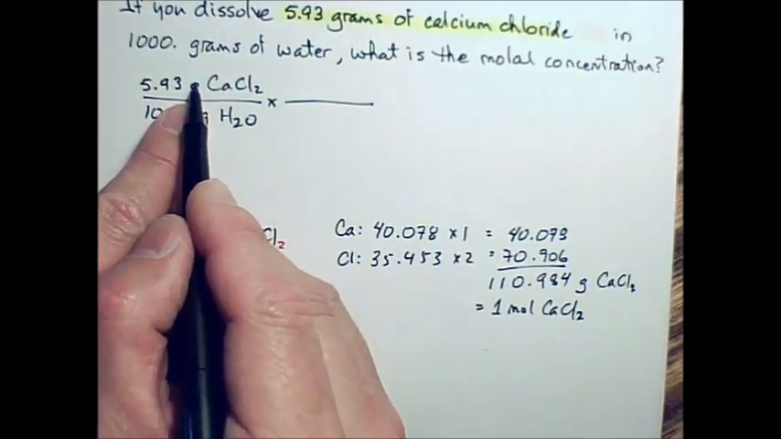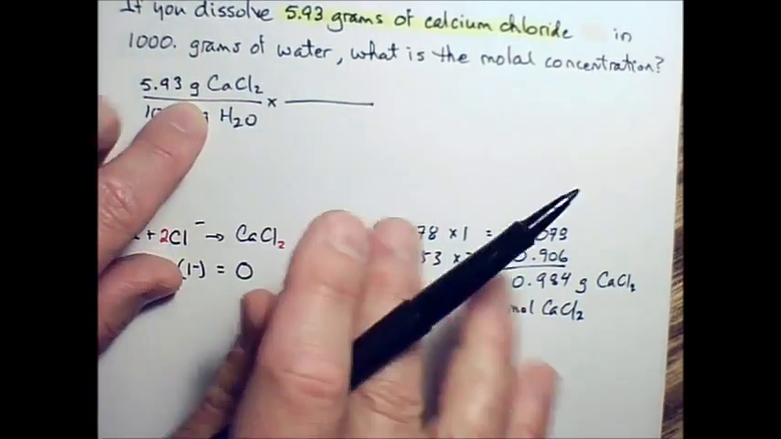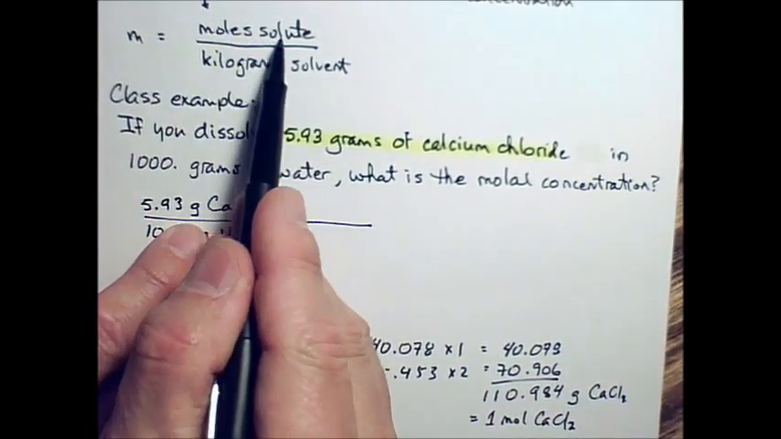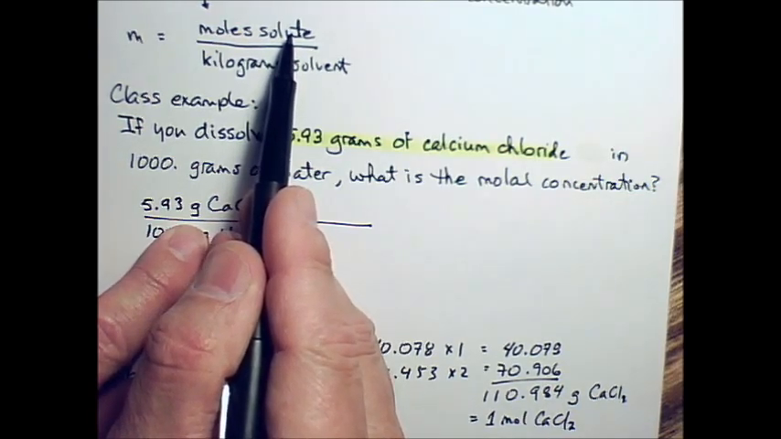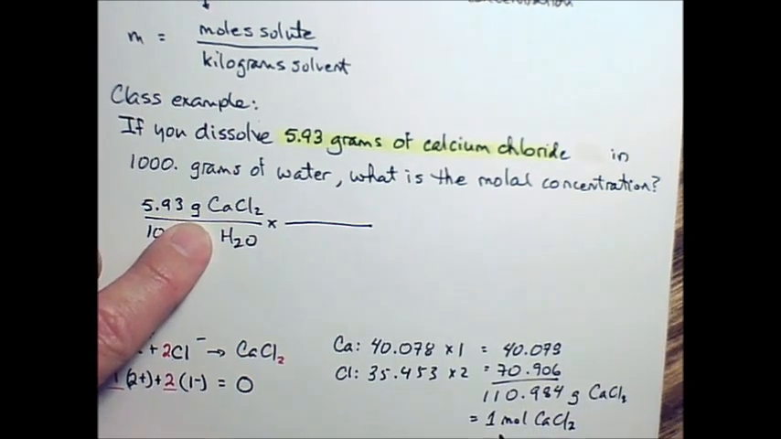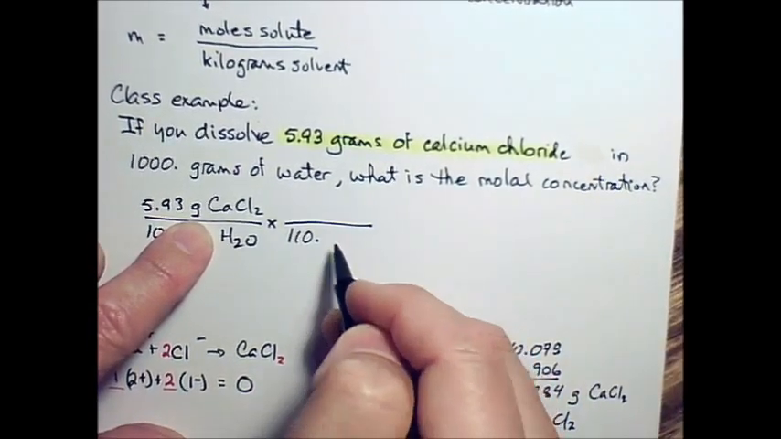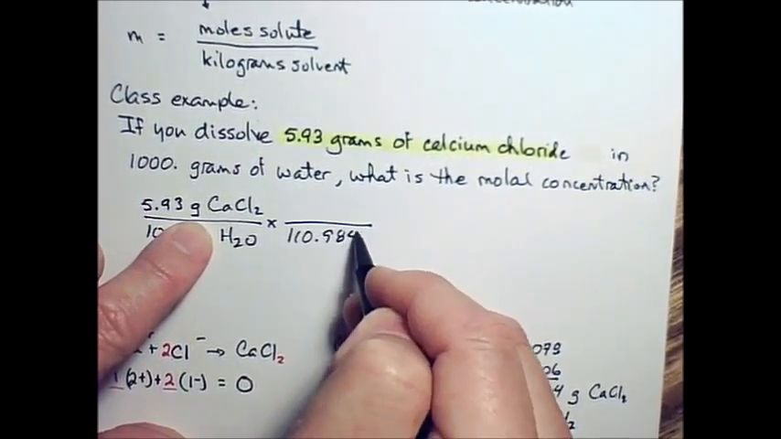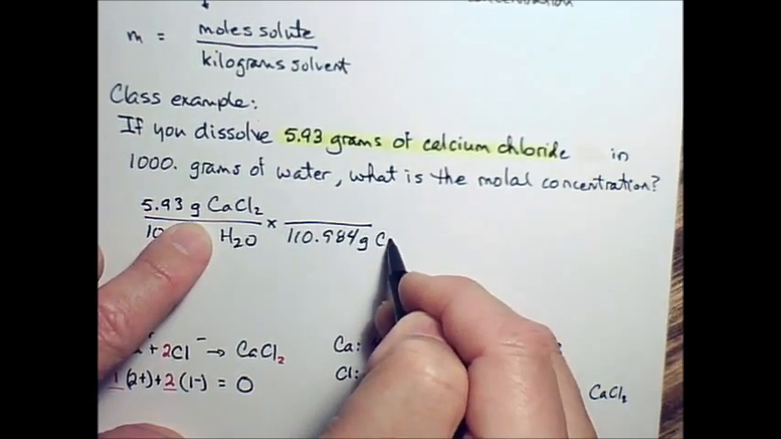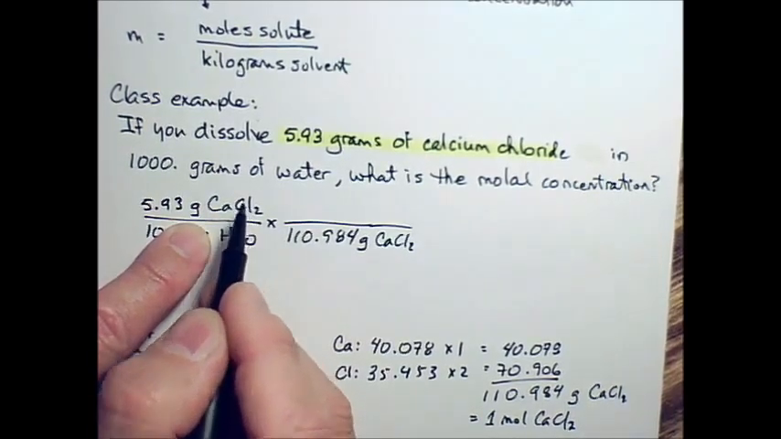We want to be able to get rid of the grams of calcium chloride we're starting with and change that into moles of that solute, calcium chloride. And this is how we're going to do it with this equality statement. We're going to take the 110.984 grams of calcium chloride and put it on the bottom. We're putting this number on the bottom because the units and species, grams and calcium chloride, match the units and species here.